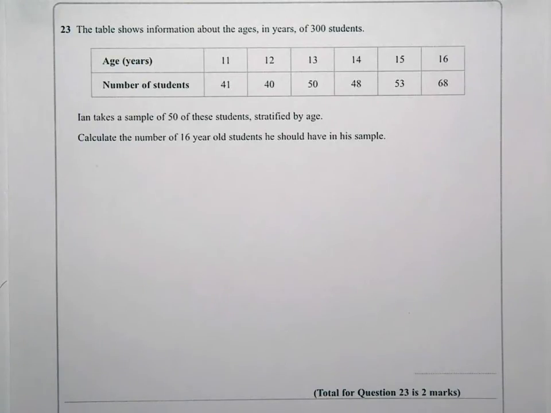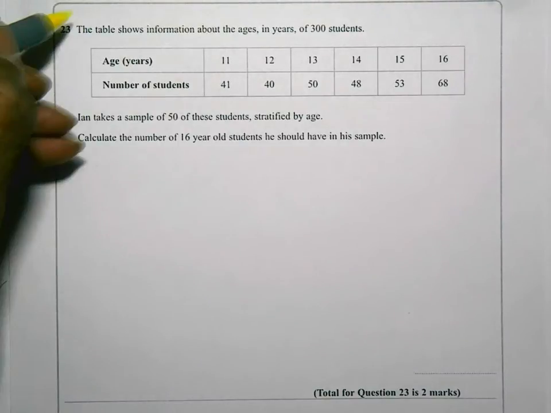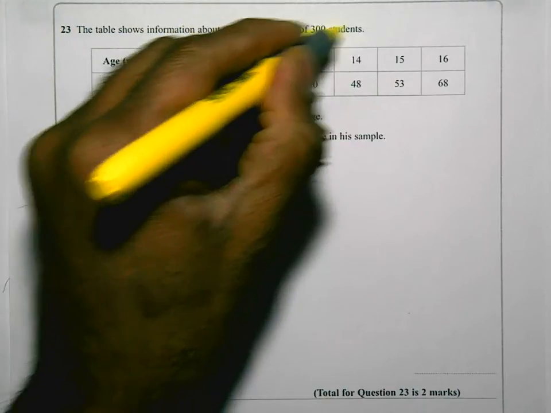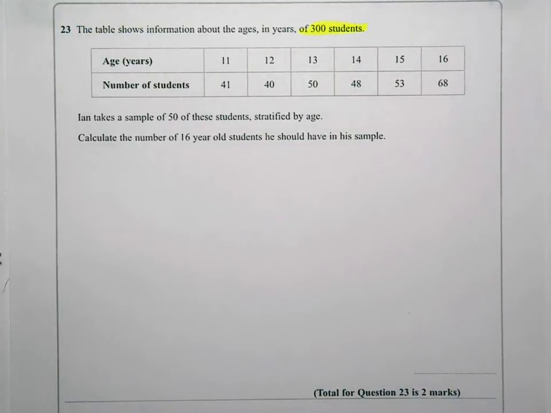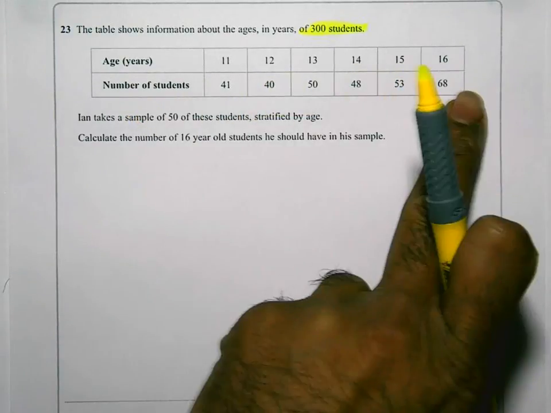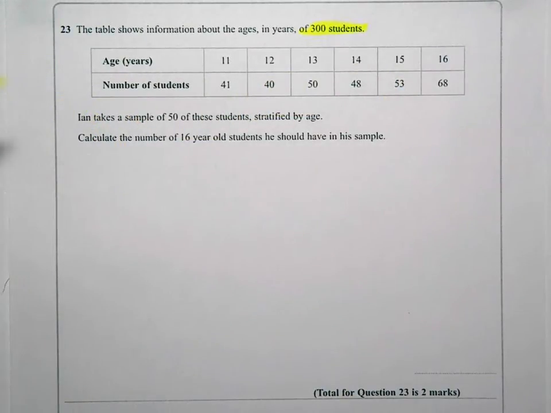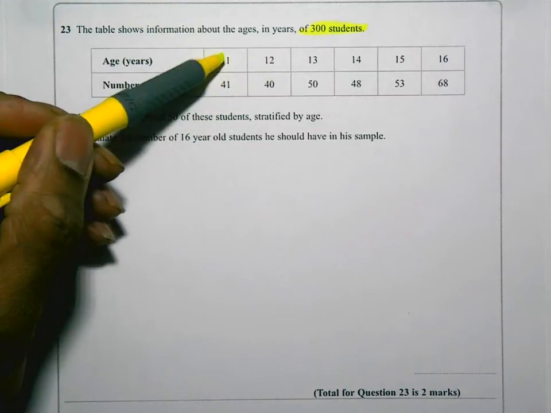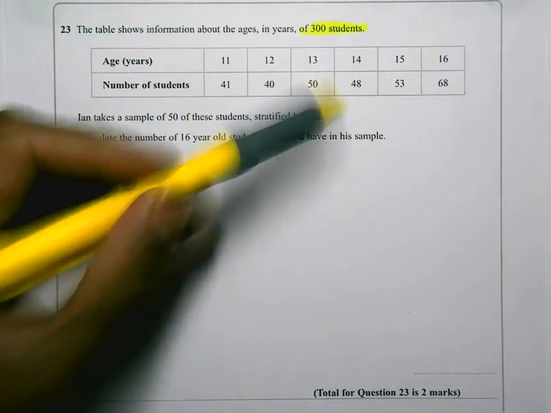This is question number 23 on the higher calculator paper. Okay, reading the question first. The table shows information about the ages in years of 300 students. So if I added up all of those numbers there, they would add up to 300. That's 41 students are aged 11, 50 students are aged 13, and so on.